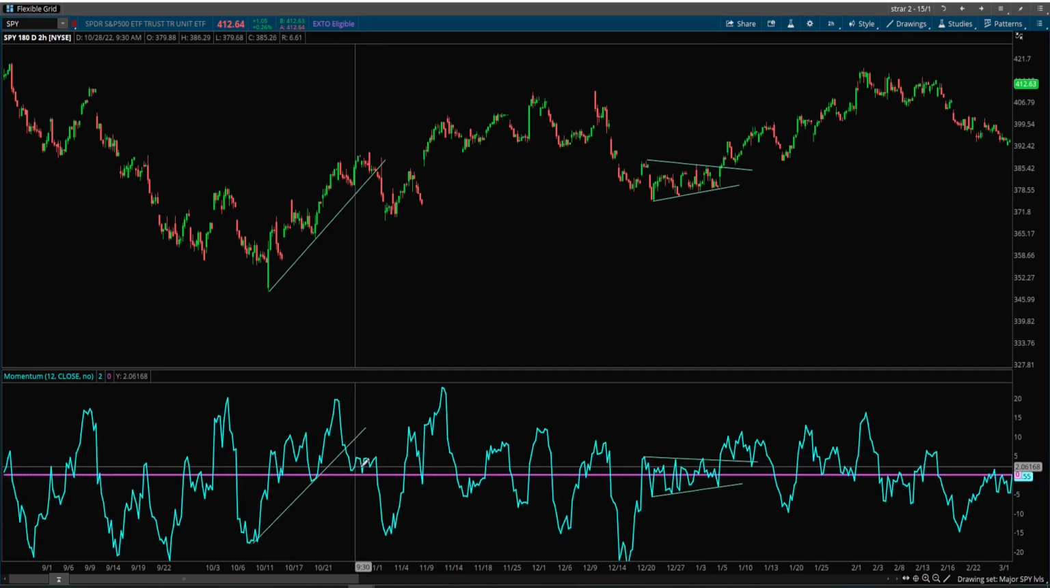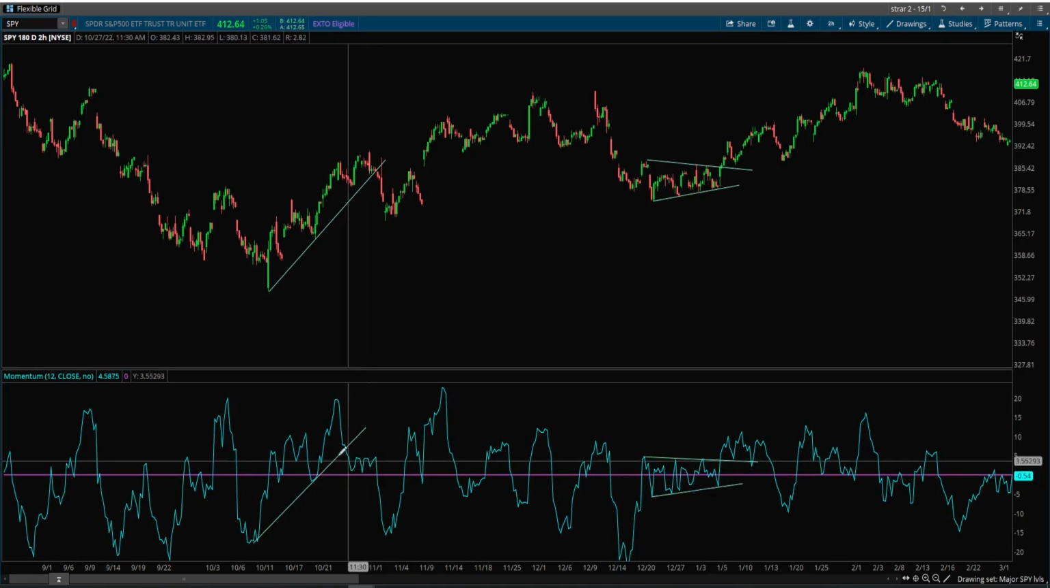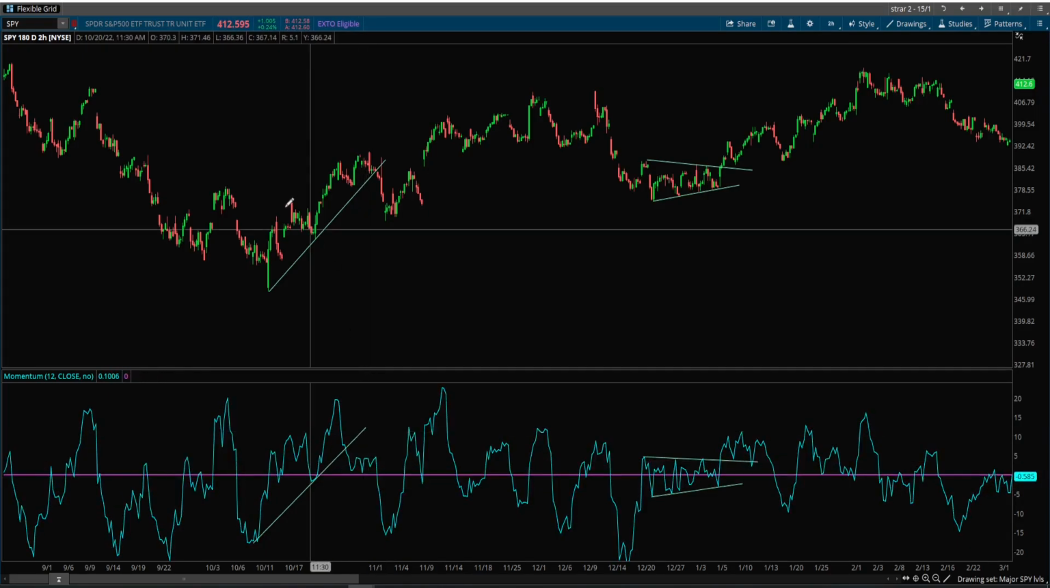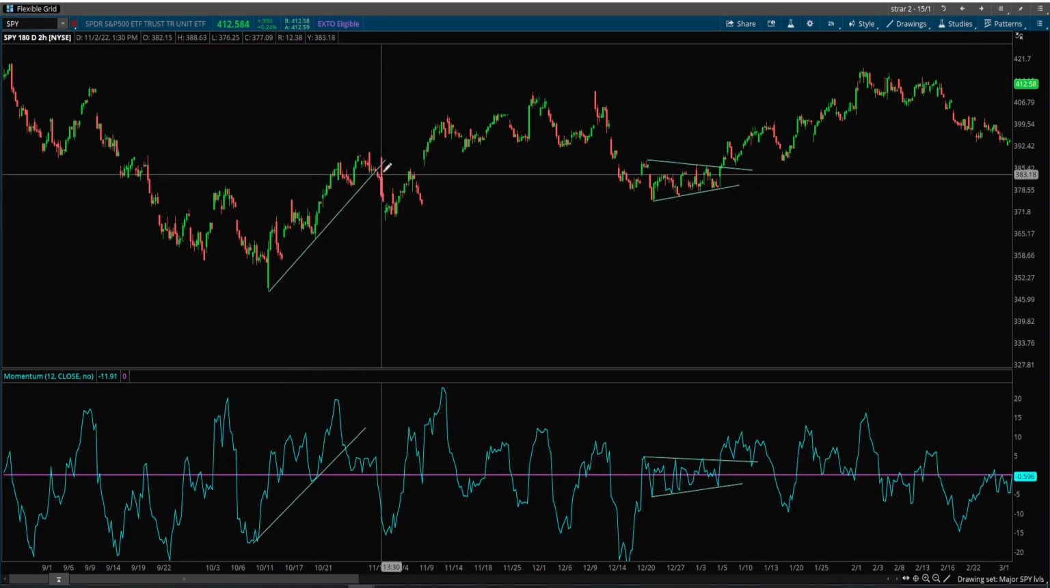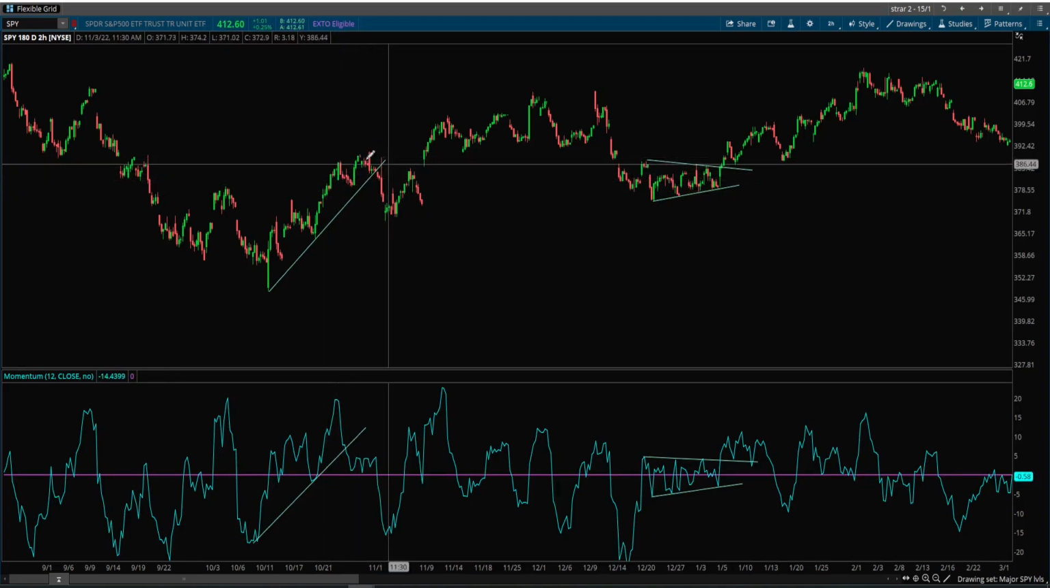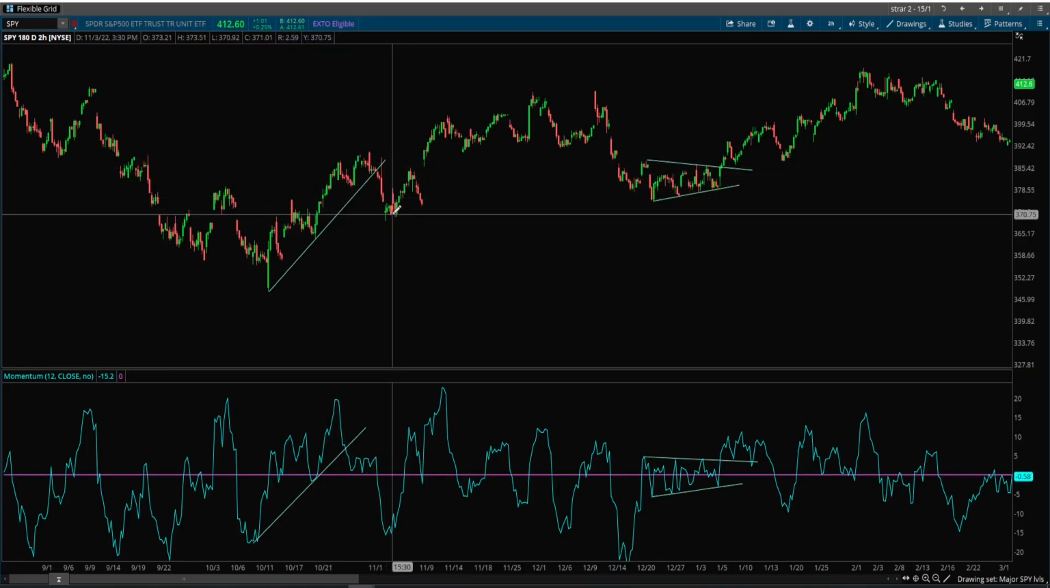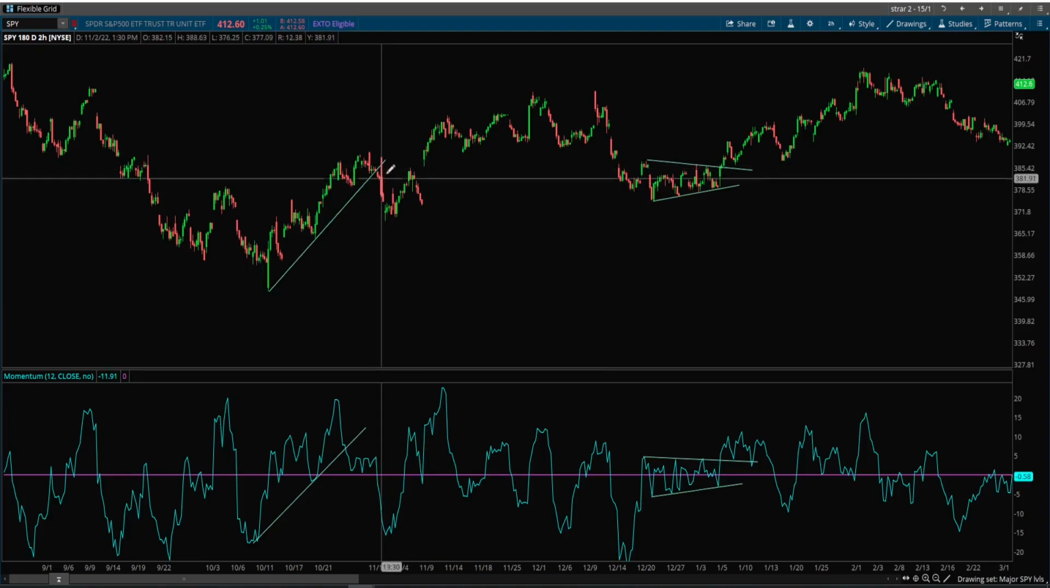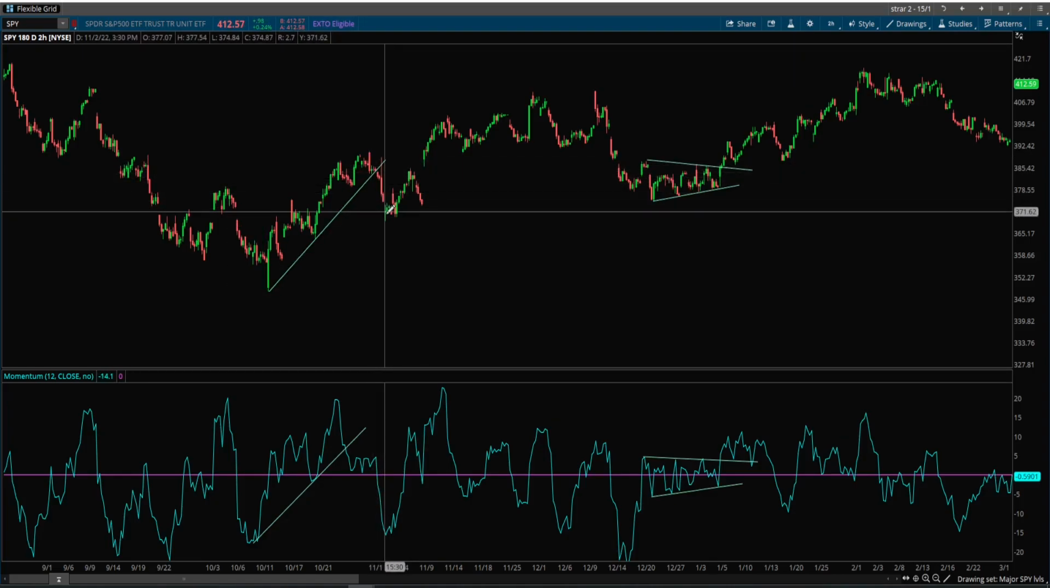So you can see the breakdown in momentum beforehand, right? Because it typically leads price, momentum does. So you identify this breakdown here in momentum, which is bearish, right? And then you have a good idea that this pattern is eventually going to roll over, breaking to the downside, giving you an opportunity for maybe put options to fade back down to these lows.